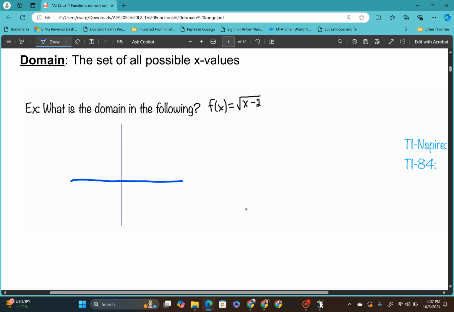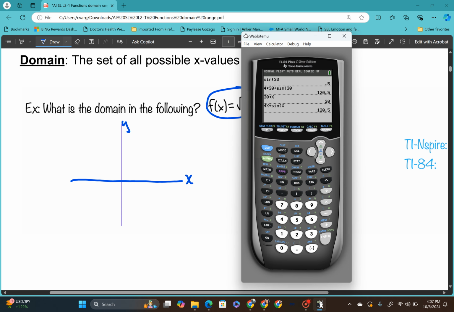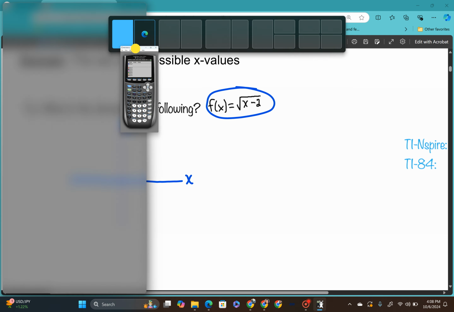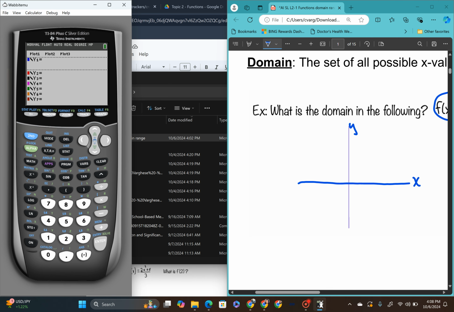So here's our x, here's our y. So I'm going to go ahead and find out what is the domain for this function right here. So the first thing we want to do is graph it. So let's go to our calculator. Let's go to y equals, delete what's there, and type in our function. So our function is square root of x minus 2.